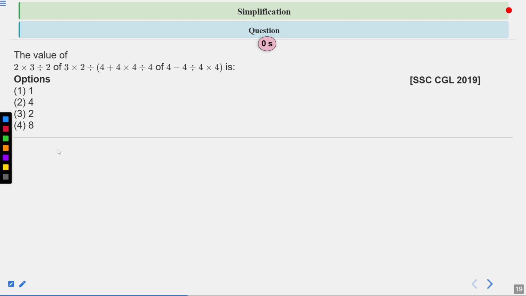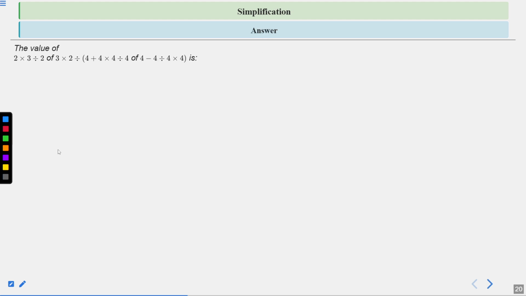Now time's up. Let's see the solution of this question. This question is just a simplification question. So we use the BODMAS and simplification rules and we can solve this equation. The correct answer of this expression is the third one, which is 2. Now see the detailed solution using concept 3.3 in this question.